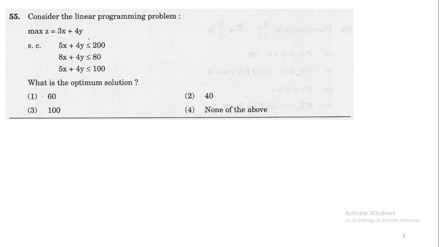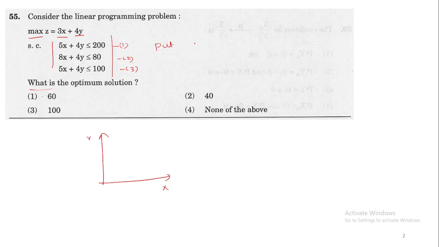linear programming problem, that is, I have to maximize z equals 3x plus 4y subject to these three constraints, and they are asking us to find the optimum solution. We shall solve this by the graphical method. First we take this as the x-axis and this as the y-axis. In the constraints, let us say this is equation number 1, equation number 2, and this is equation number 3.